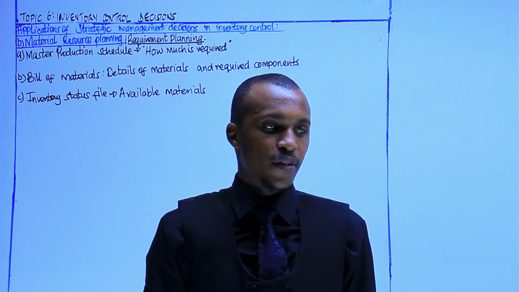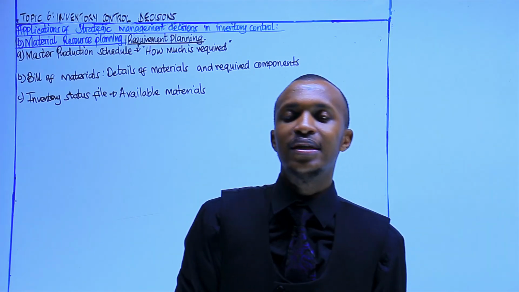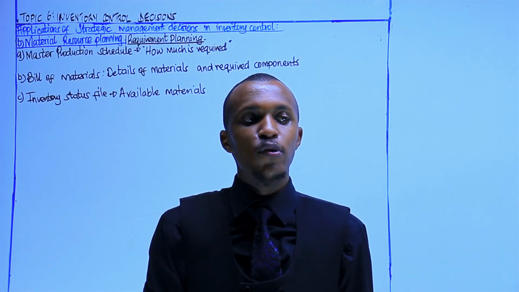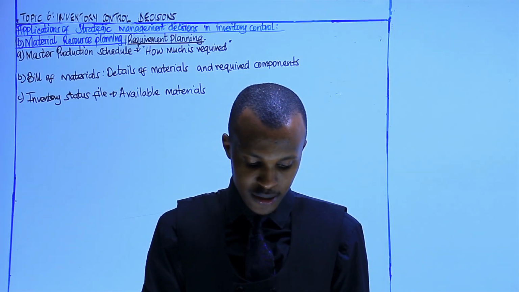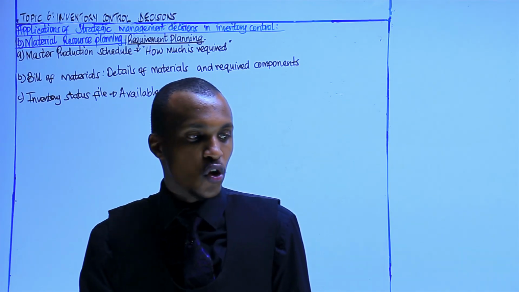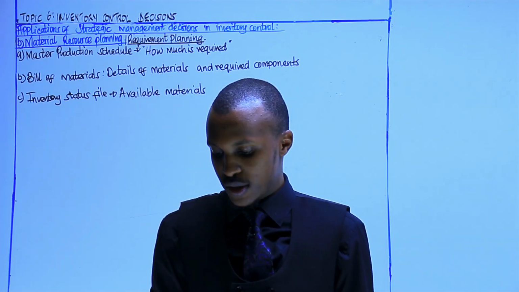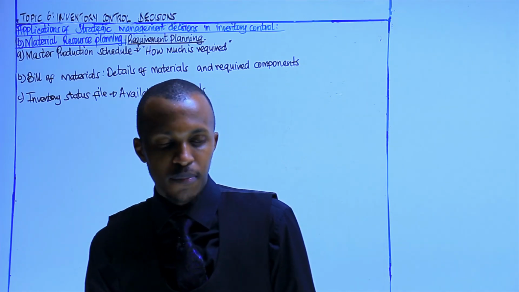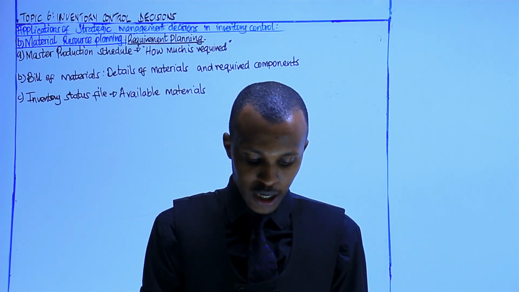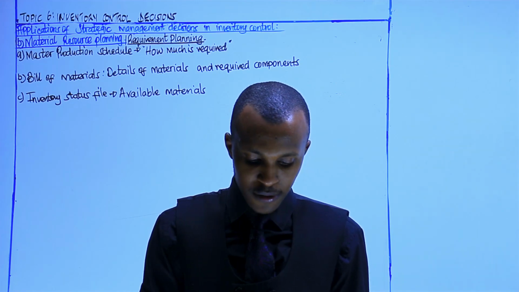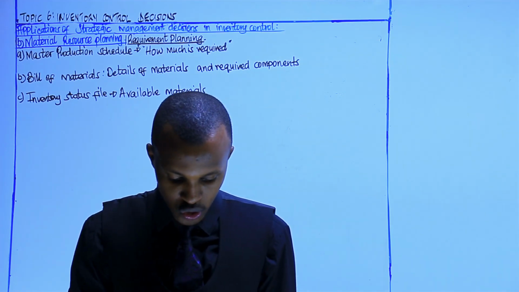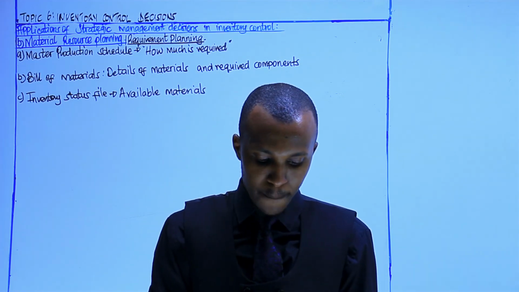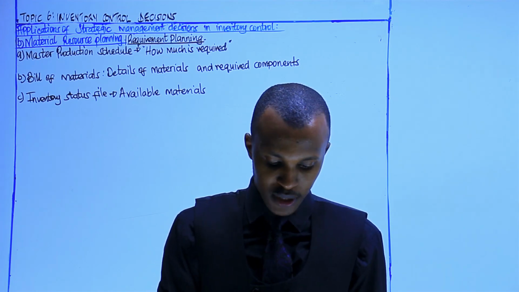Number three, the customers are satisfied, because you're able to meet their demand. Then there is optimum use of resources. Then the management of an organization is able to make better decisions, so there is improved decision making by the management.